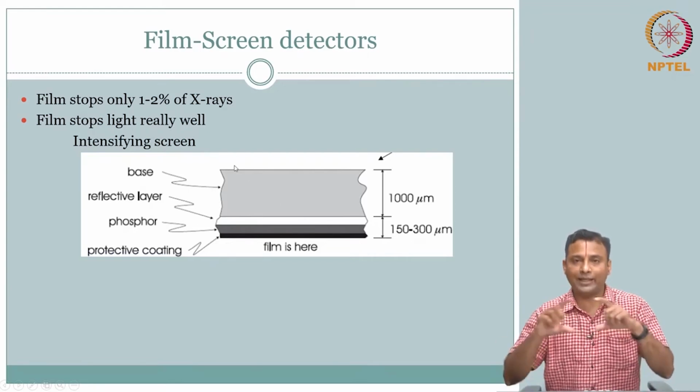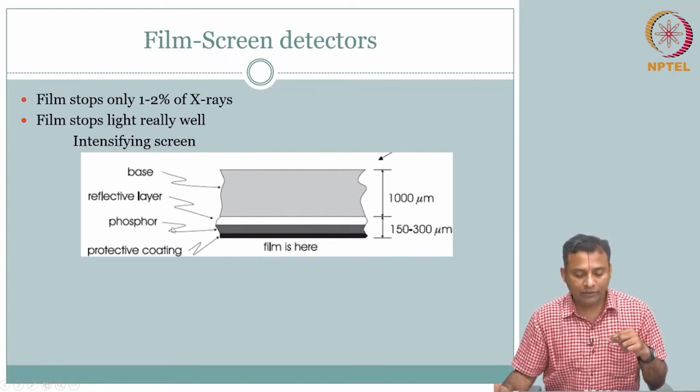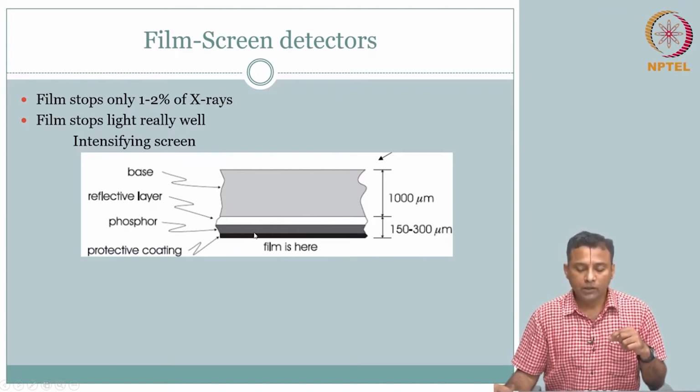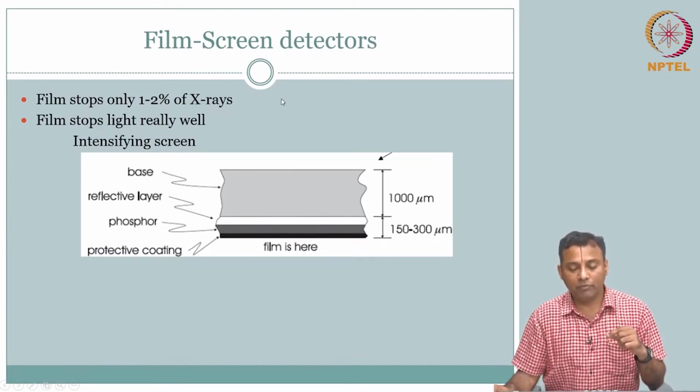And therefore you have all these. So this is the outer casing. There is a base material, and then there is a reflective layer. The active layer in an intensifying screen is your phosphor here, and then some protective coating is here. So as you can see, you have film. Your X-rays should come from one side, from the outside. It will come through this base.